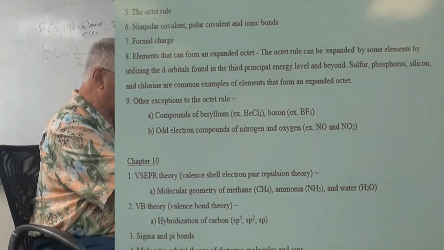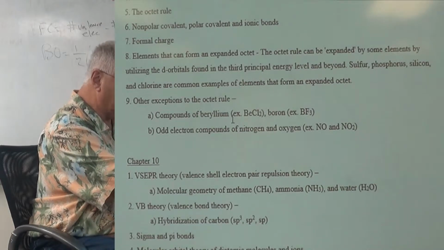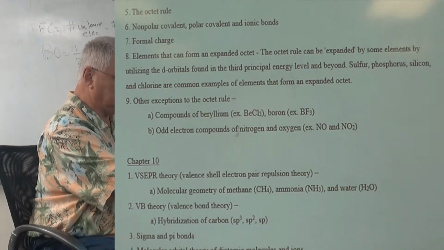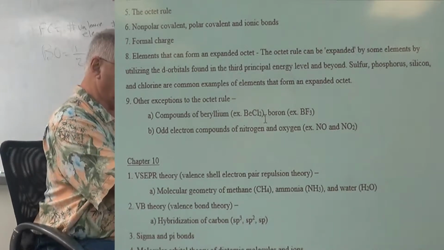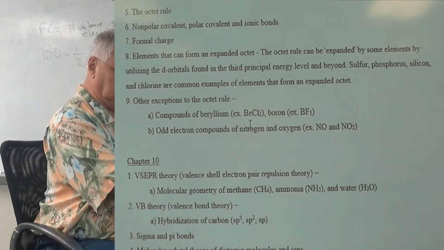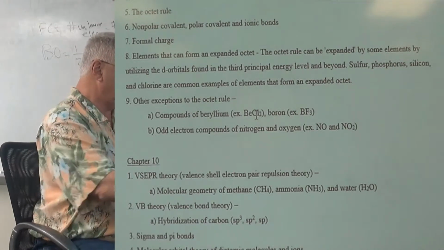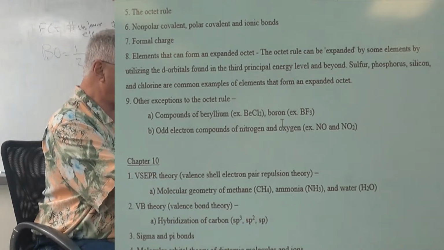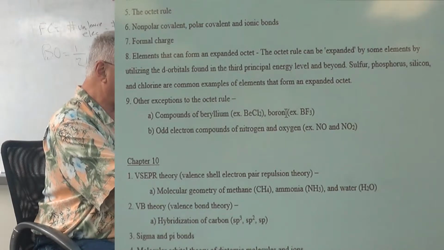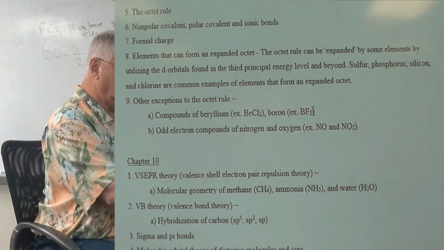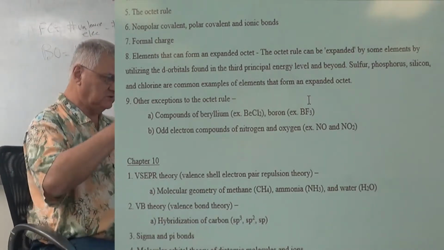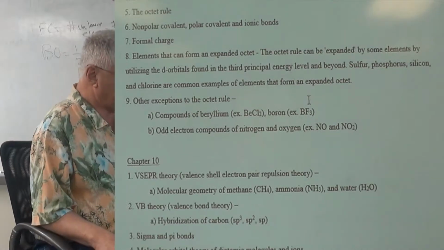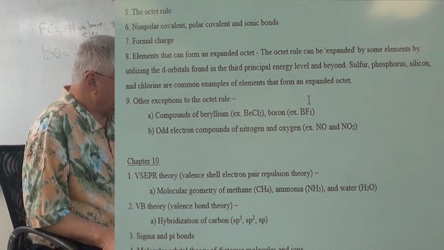Other exceptions to the octet rule: compounds of beryllium. An example is beryllium chloride, where there are 2 bonds and no non-bonded pairs. So the beryllium only has 4 electrons around it instead of an octet. Boron forms compounds that are exceptions to the octet rule, like boron trifluoride. The boron has 3 single bonds and no non-bonded pairs, so it actually has 6 electrons around it. Those are exceptions to the octet rule.